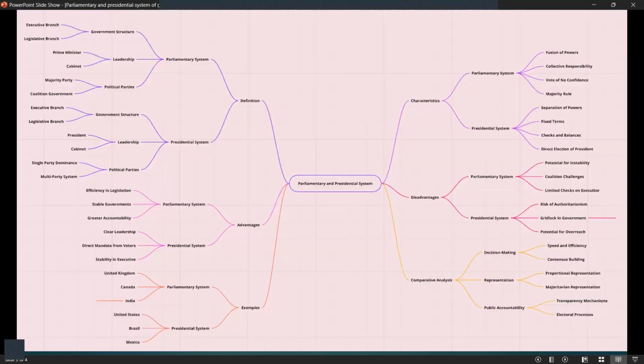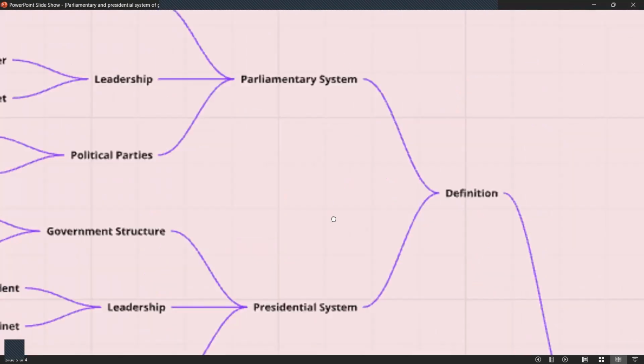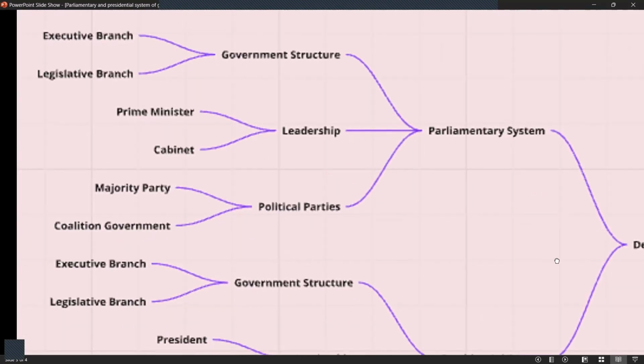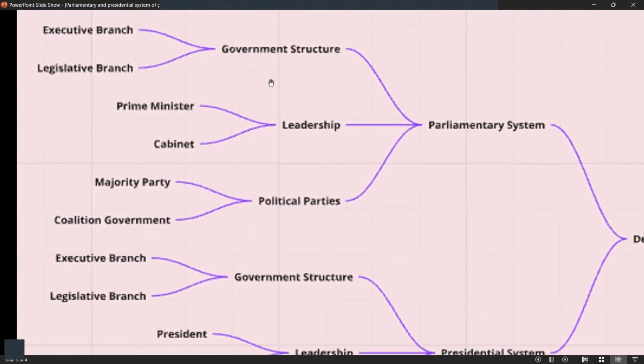This is going to be a flow chart which I will be sharing, and we will understand everything. Today we will see these definitions, and we will see the parliamentary system first. What is the government structure in the parliamentary system? It has an executive branch and a legislative branch. The leadership is a prime minister and a cabinet, and for political parties, there is a majority party and a coalition government is allowed here.